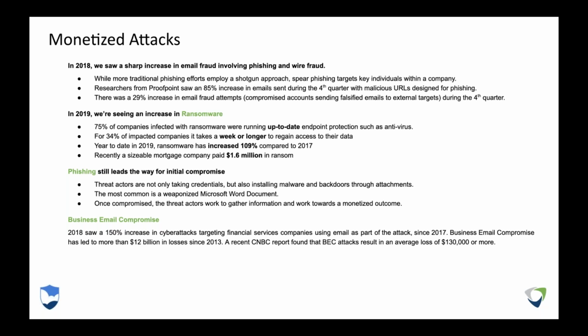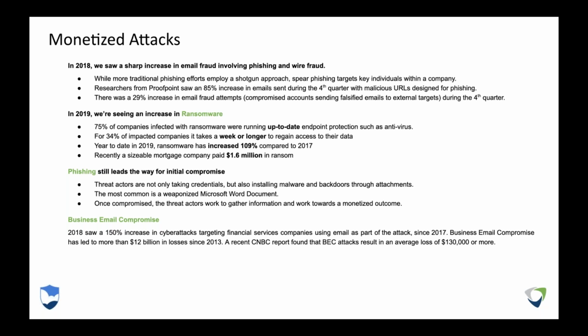One, 75% of companies that were infected with ransomware were running up-to-date antivirus, right? They had some sort of protection in place. 34% of those impacted companies, it took them a week or longer to regain access to their data. And year to date, ransomware has increased 109% compared to where we were seeing ransomware attacks in 2017. And as you guys know, there was a reasonably sized mortgage company in late June of this year that ended up paying $1.6 million in ransom because of the loss of access to their data.